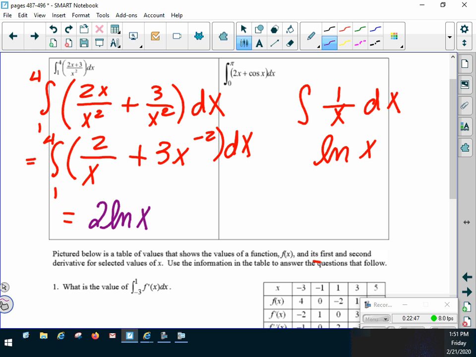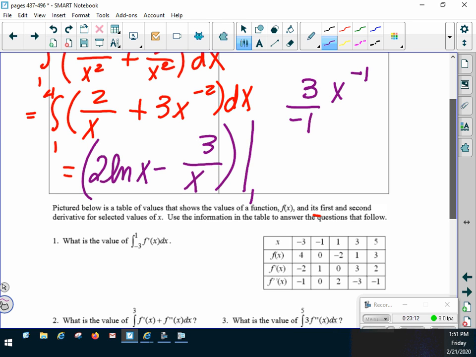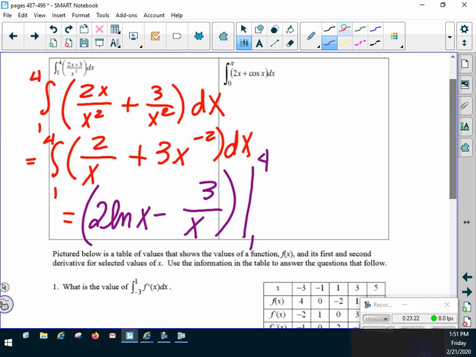Now, what's the antiderivative of this next piece? It's going to be x to the negative 1. So negative 3 over x. Yeah. Negative 3x to the negative 1, or negative 3 over x. And that's how I'm going to do it in order to evaluate. Do you have any questions? You got to think about it.